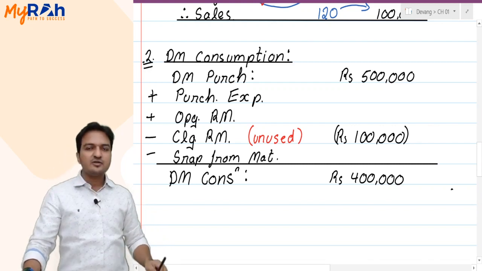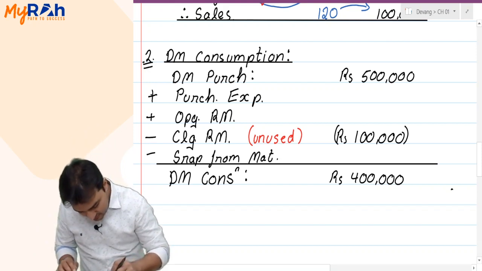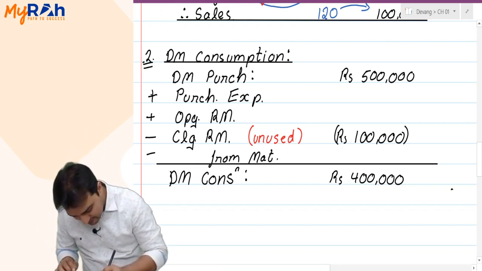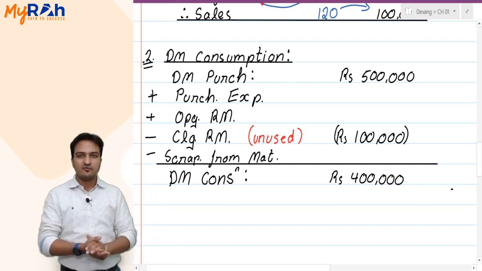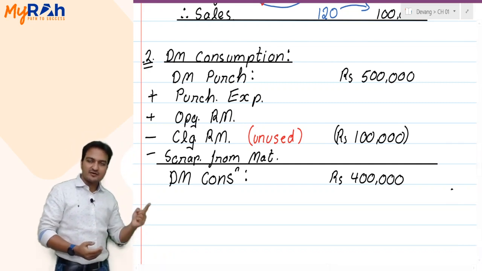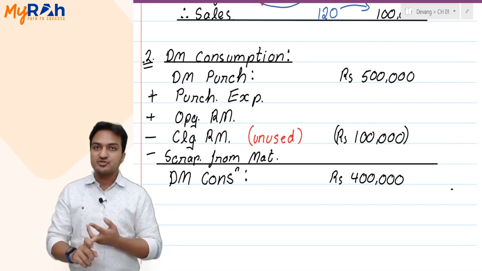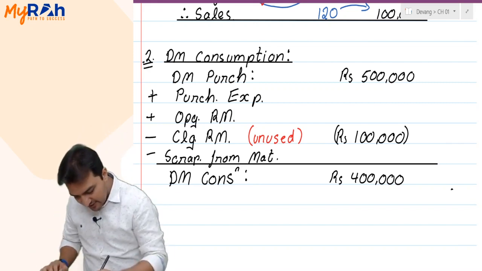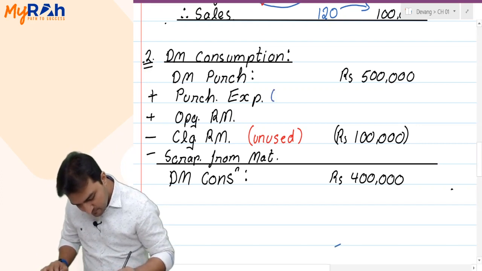The scrap value which I receive from materials will be deducted over here. This makes my full format to reach the material consumption. I'll explain again. Purchase plus purchase expenses. Purchase expenses like what? Purchase expenses like say carriage inwards.